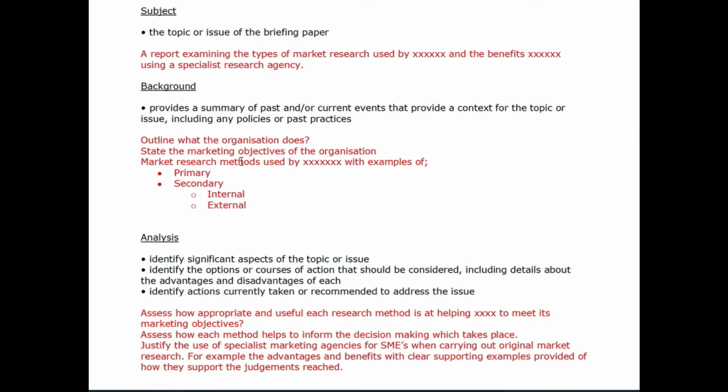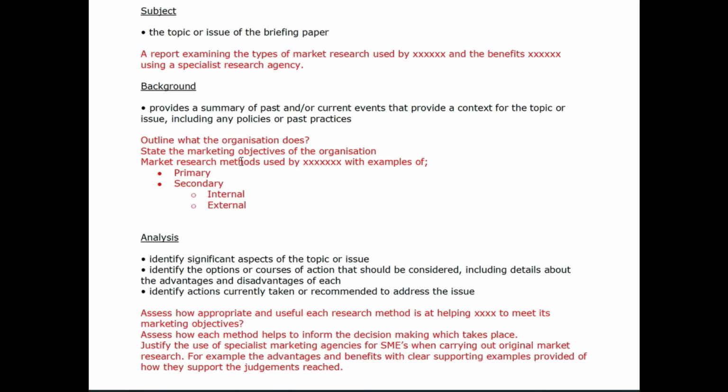And then your next paragraphs would go on to talk about the primary market research methods used by your company or your business, and it would also give examples, and it would also do the same with secondary. And you would try and include internal secondary market research and external secondary market research. And remember, you would use those terms. You are trying to show the examiner you know.